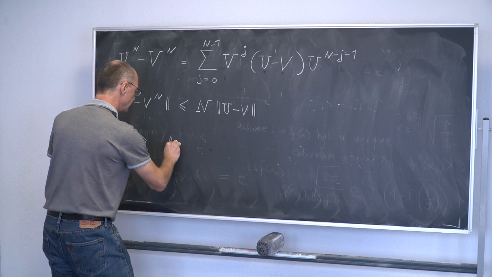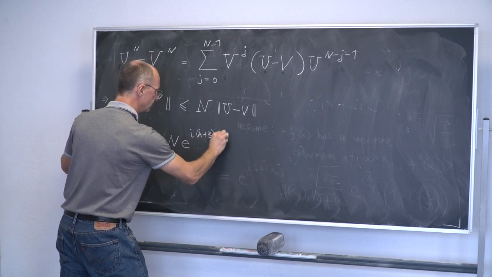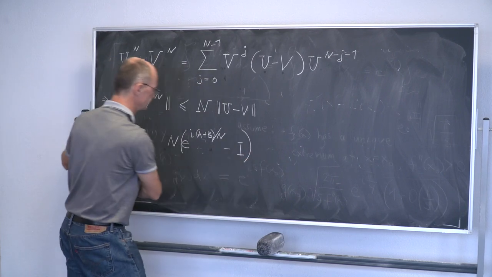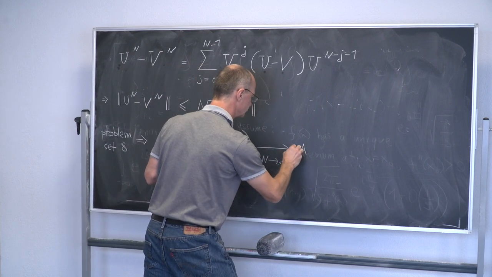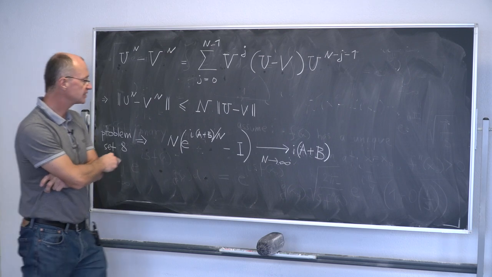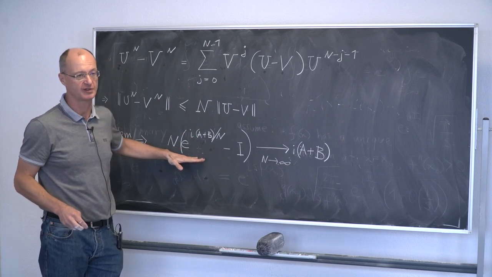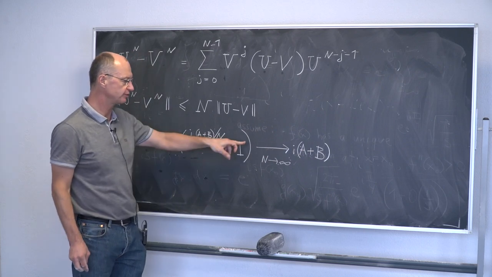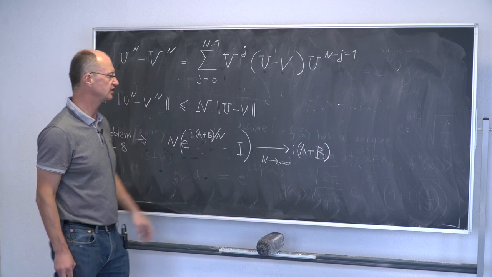So if you take n times exponential of I A plus B over N minus identity, then when N goes to infinity, it tends to I A plus B. In fact, for bounded operators, this is simply true by using the Taylor expansion. So you can use the formula for the exponential. It converges in norm. In the case of unbounded operators, what we proved is true strongly, which means it's true on all the vectors. The norm estimates, of course, wouldn't work, but on all the vectors, it works.